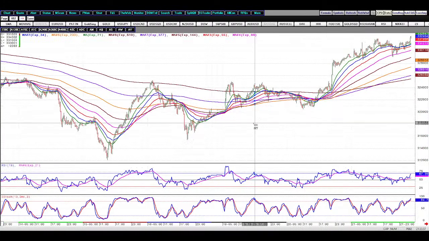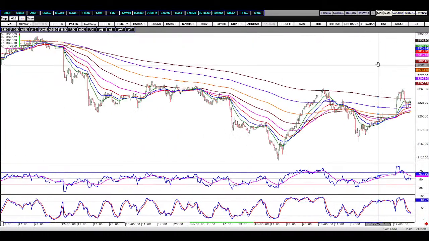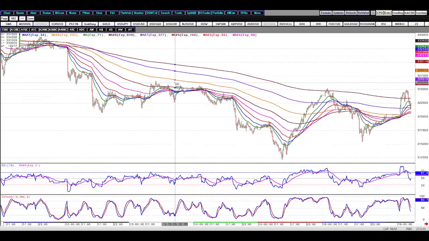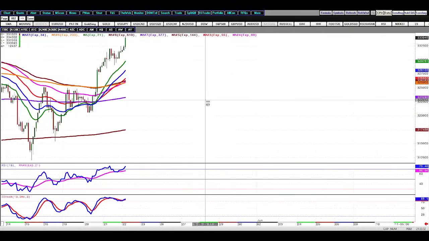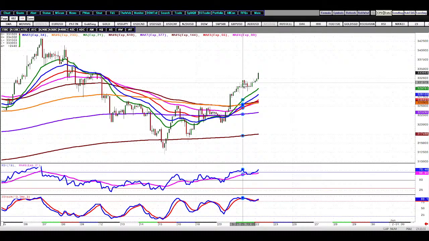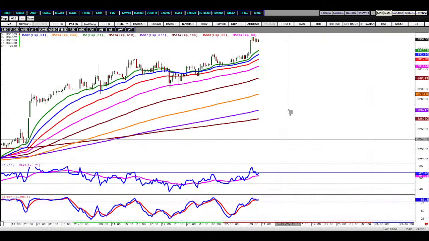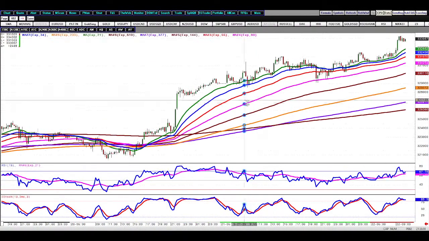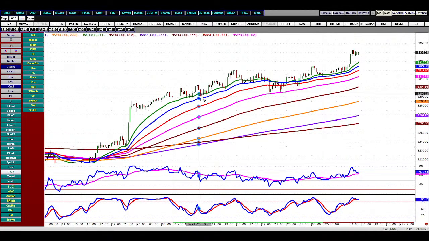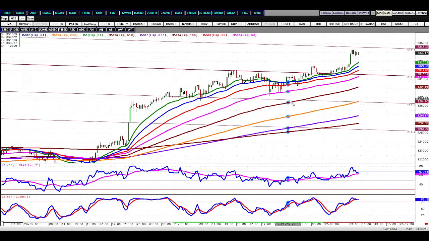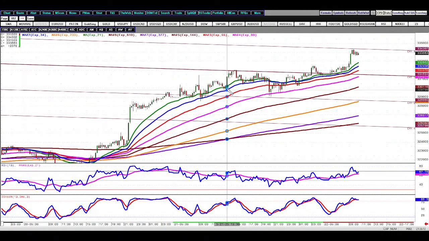Where was the 3291? Let me get that exact time. That was the 21st, 1 o'clock. So this is where. You see, this is early on, that was a congestion on the 2 hour chart, but this is in a trading range on the 15 minute.